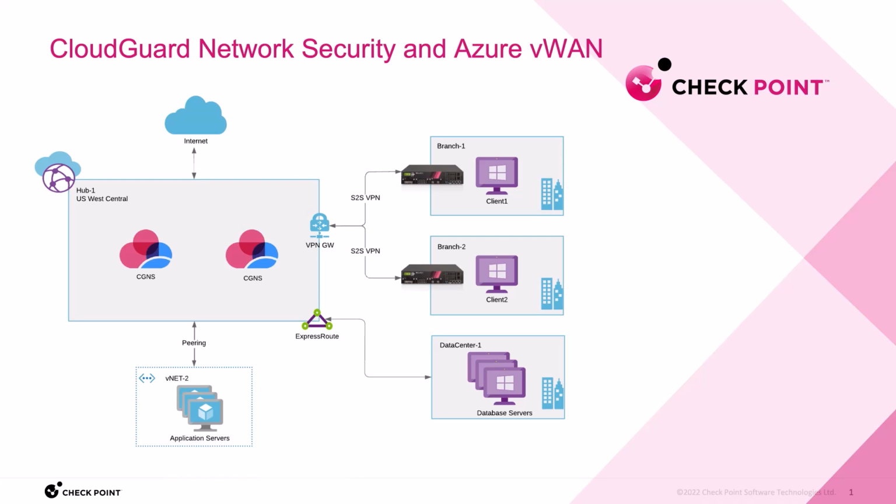From an architectural perspective, these are two single gateways, and traffic is evenly distributed to the gateways from an internal load balancer inside the hub. Next, I'm going to show you how to install the CloudGuard gateways into the hub.